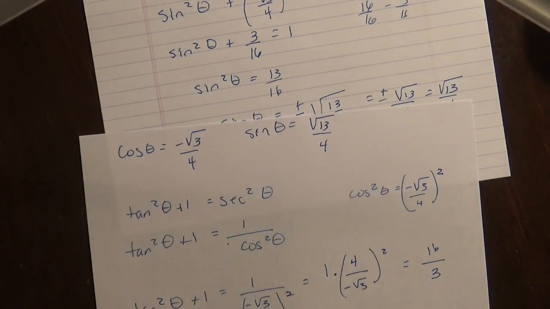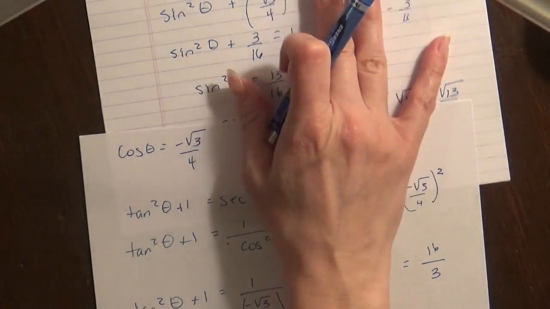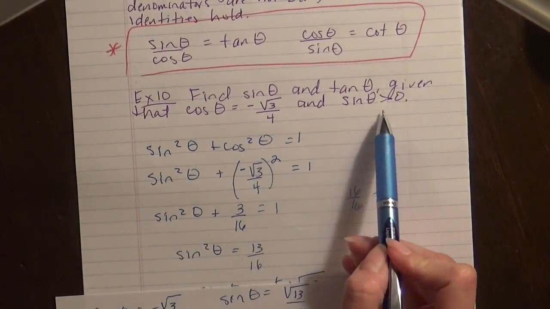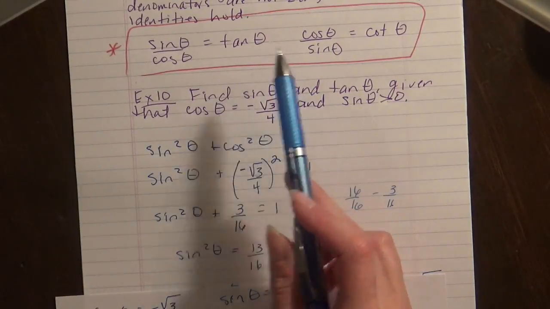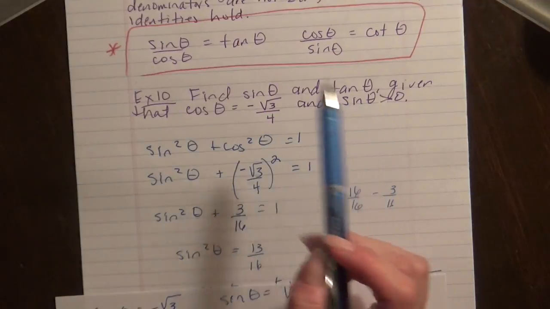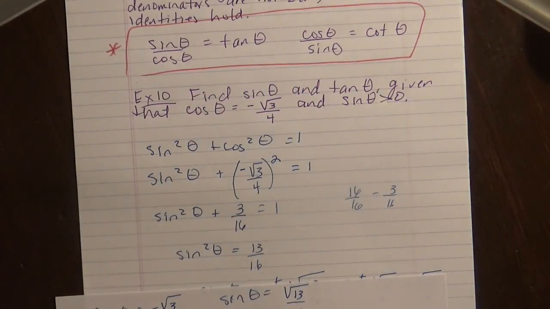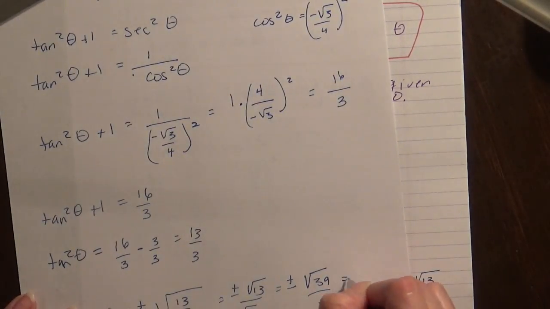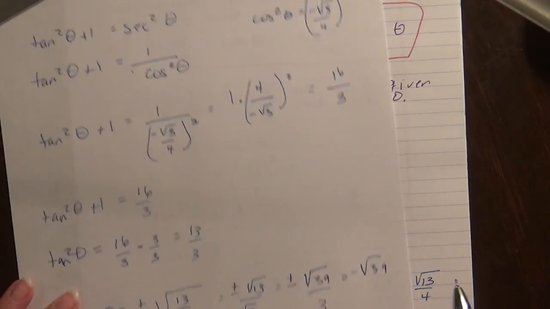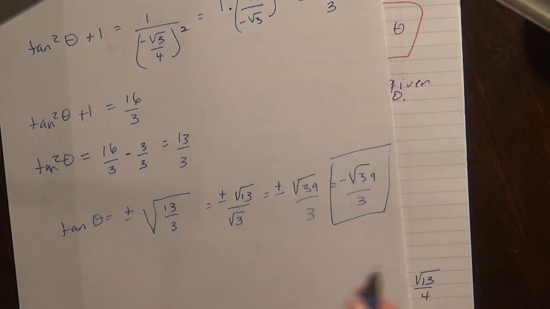We were told that sine is positive, and we know cosine is negative. Sine is positive, cosine is negative, okay? And since we know that tangent is sine over cosine, if they're opposite signs, that would make tangent negative. So tangent has to be negative. So our answer for tangent is going to be negative square root 39 over 3.